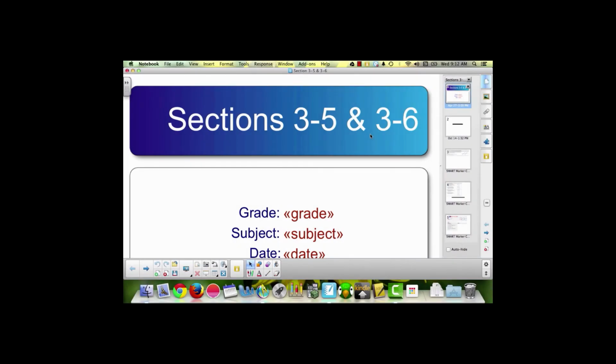In section 3.2, we learned that when two parallel lines are cut by a transversal, there are special relationships between alternate interior, alternate exterior, corresponding, and consecutive interior angles. Today, we're going to look at what is needed in order to make lines parallel. So the converse of what we looked at in section 3.2.